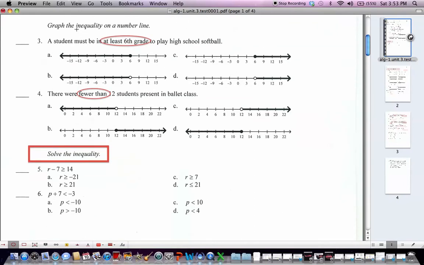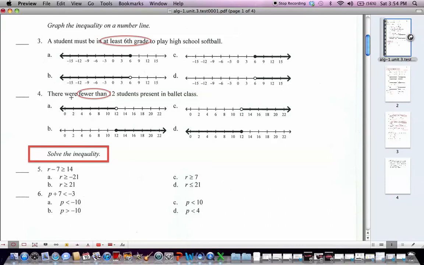Number 3, graph the inequality on a number line. A student must be in at least 6th grade to play high school softball. And these are real life inequality sentences. The key word here is at least. So we want to make sure, what does at least mean? Is that going to be a closed circle or open circle? And then which way should the line be shaded?